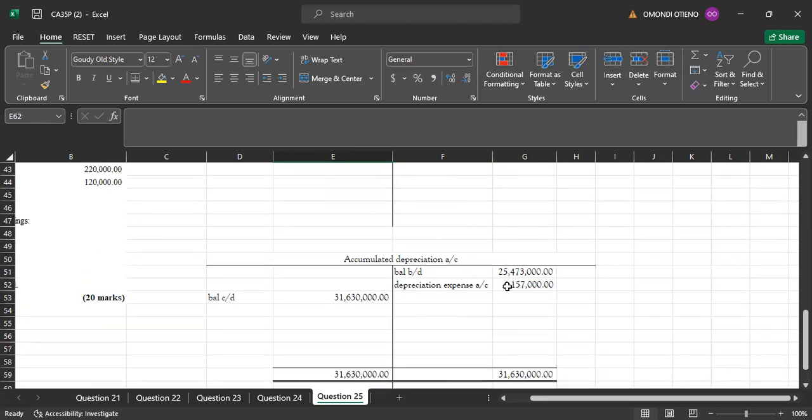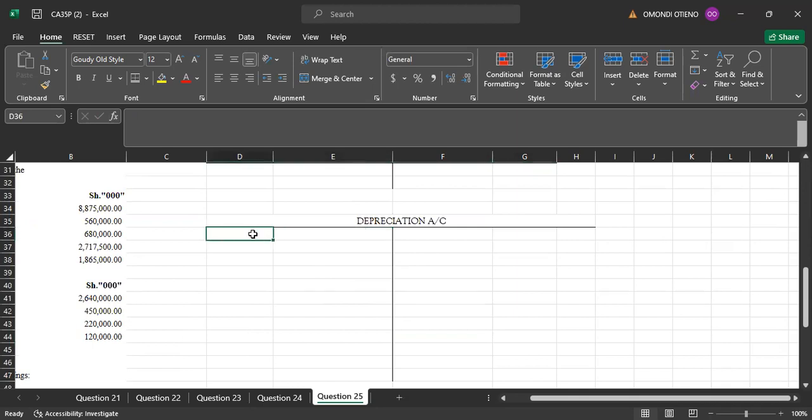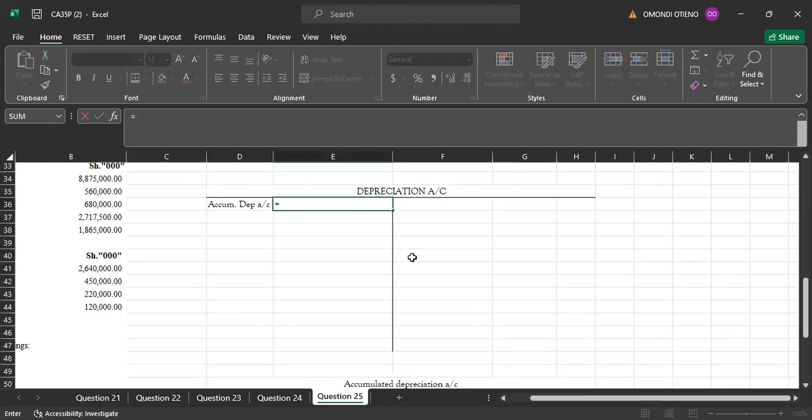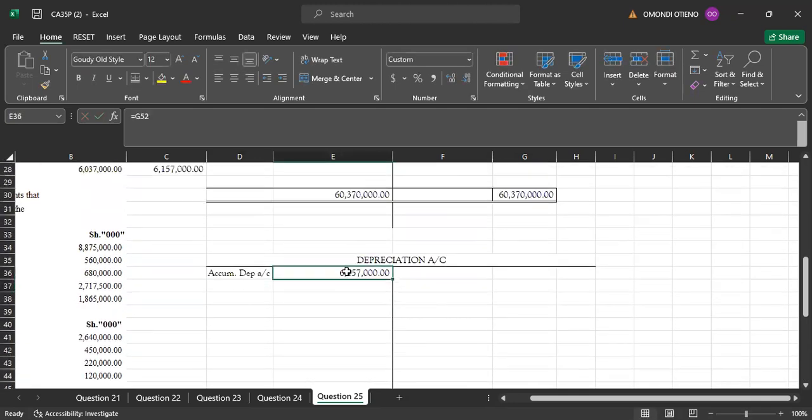Now, where did we get this? We got it from the depreciation expense account. Accounting rule: we debit one account, we credit the other account. So at this particular point, we are crediting the accumulated depreciation account, which means we debited our depreciation expense account. So where did this expense go to? We took it to the accumulated depreciation account. That is where it was taken to. And what is the figure? This is what was taken to the accumulated depreciation account.